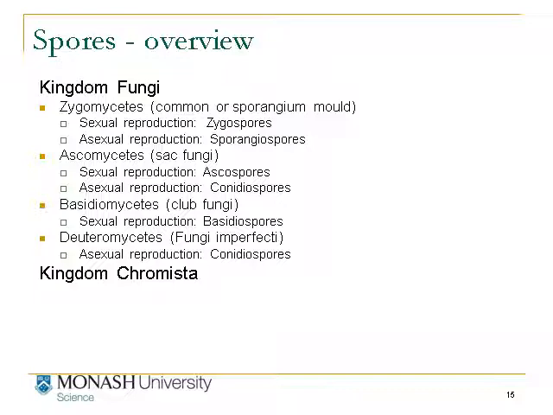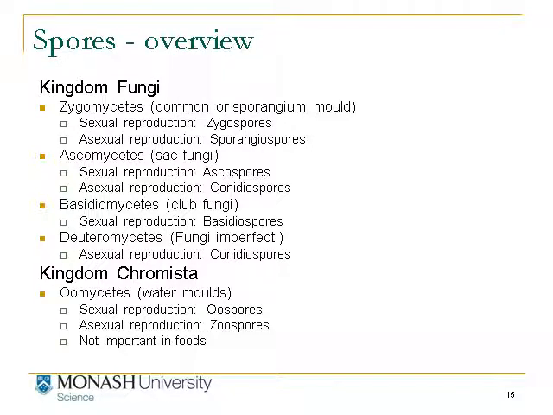In the kingdom Chromista, which is related to fungi, oomycetes are water molds that also have sexual and asexual reproduction. During sexual reproduction, they produce oospores, and during asexual reproduction, they produce zoospores. However, these organisms are not very important in food, so we will not go into too much detail about this group.